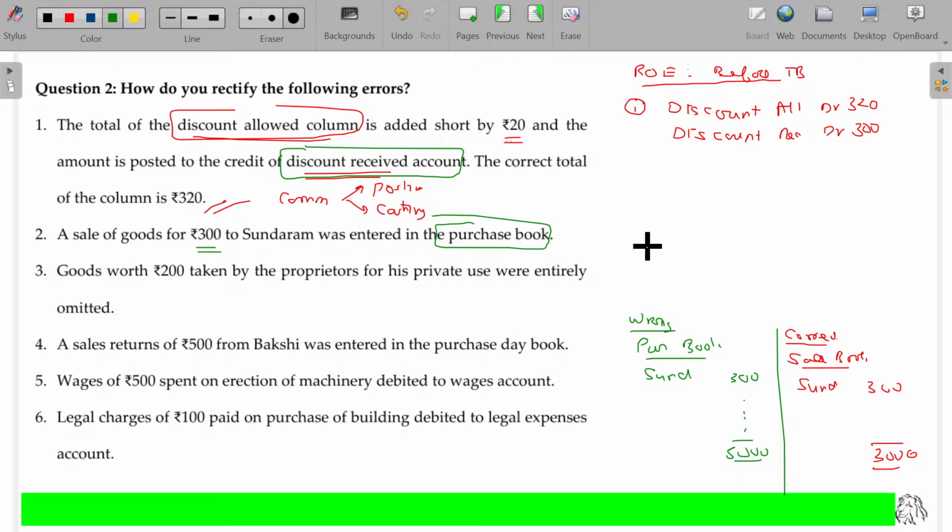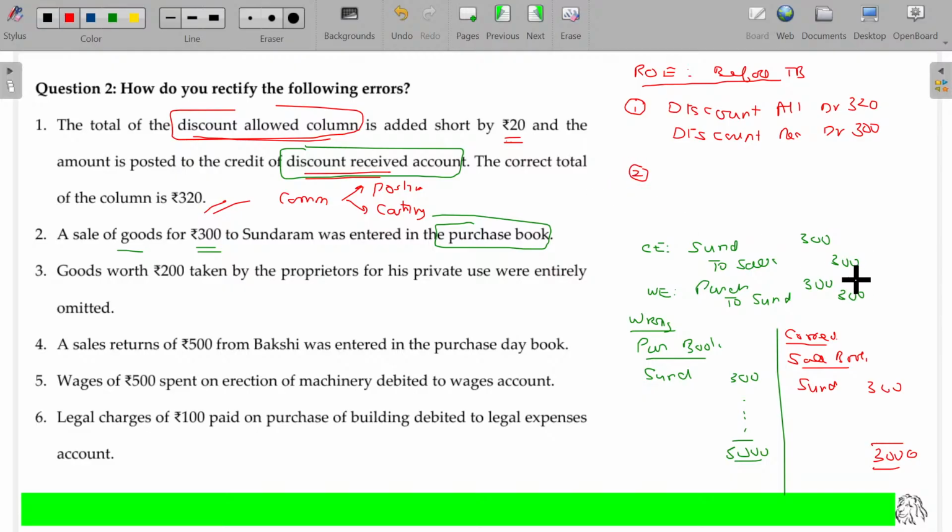Correct entry being, actually it is sale, right? Sundaram to sales. The value being 300. This is the correct one. What is the wrong entry? Shown as purchases. So purchases to Sundaram. Sir, will it affect Sundaram account also? Yes. If you are posting wrongly in subsidiary books, it affects both the books. Both the ledger account.